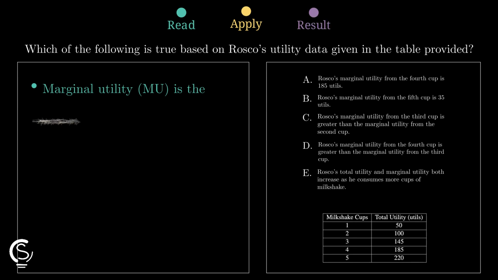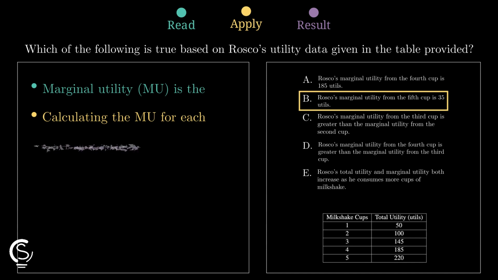Comparing this result to our choices, option B matches our calculation perfectly. This confirms the marginal utility for the fifth cup is 35. Well done! Option B is correct.